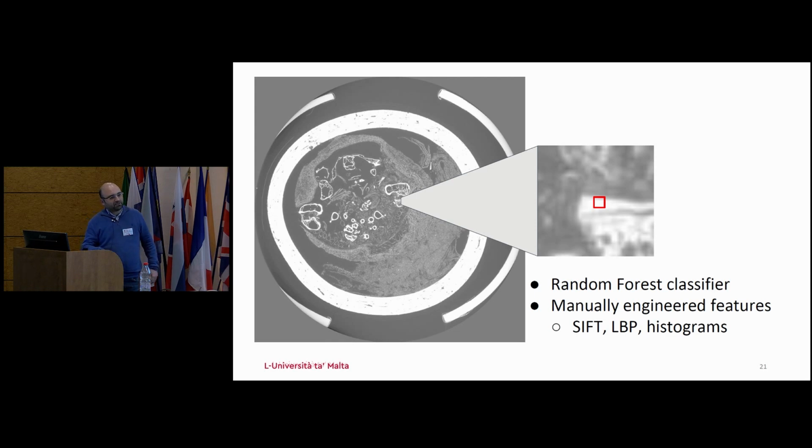But you also need to provide manually engineered features, which is the information that describes the voxel. We tried several things like SIFT features, which are used in photos, local binary patterns, which are used to describe texture in photos as well, and histograms. And that's what we found works the fastest and also gives good performance.